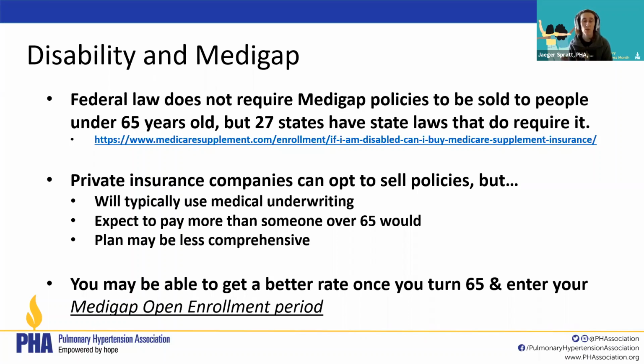So if you have a Medigap policy, it's definitely possible that you will be able to get a better rate if you reapply once you do turn 65.